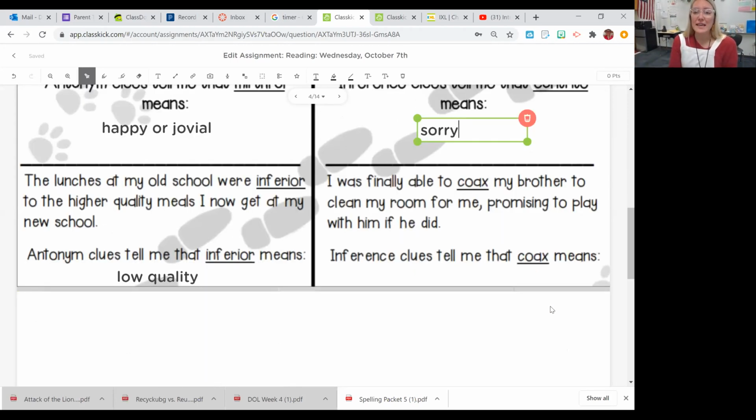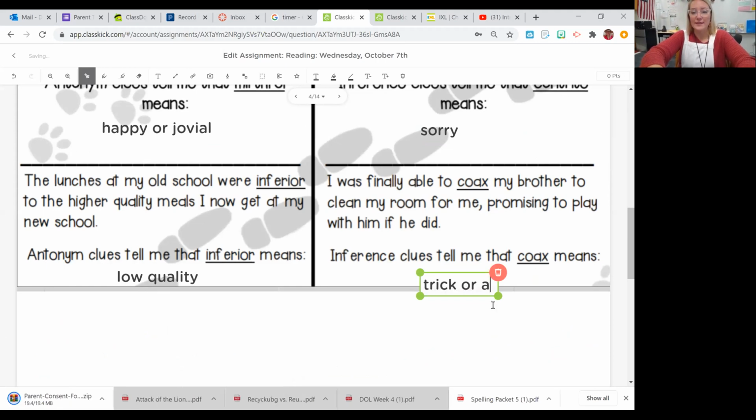I was finally able to blank my brother to clean my room for me, promising to play with him if I did. So if she finally blanked her brother, maybe that was to trick her brother into cleaning her room, and then promise to play with him. Coax, or maybe to ask. I'm using all of my inferences, things that I have experienced, to help me with this question. To trick or ask.